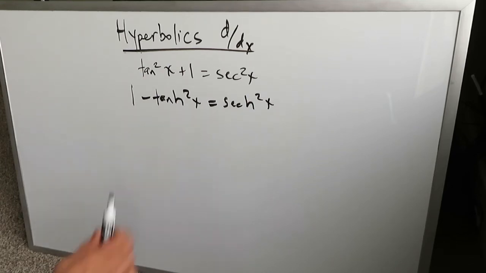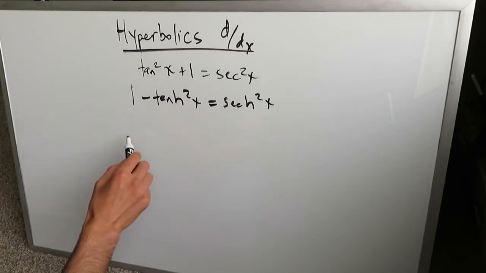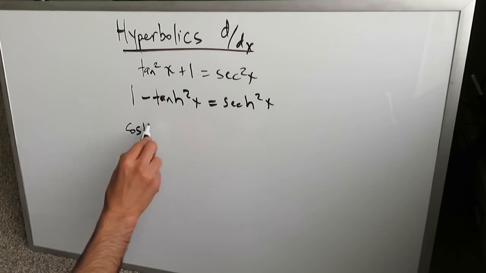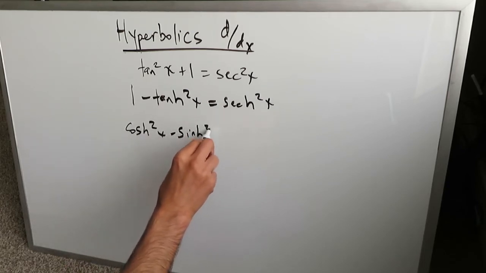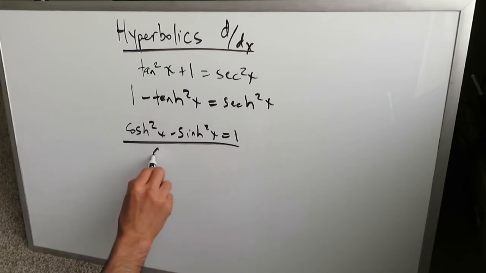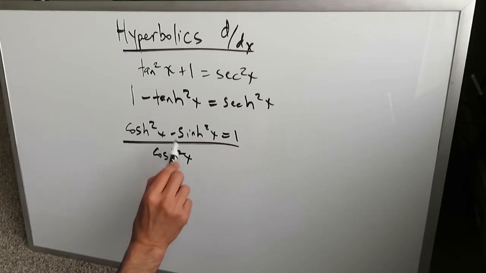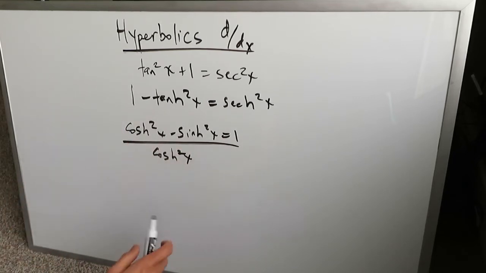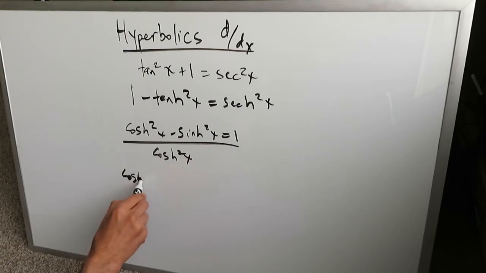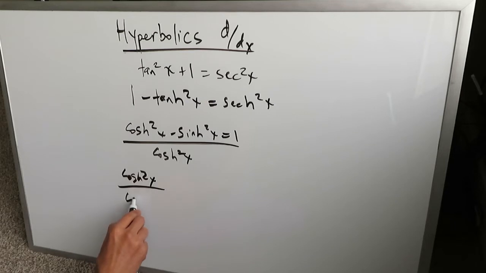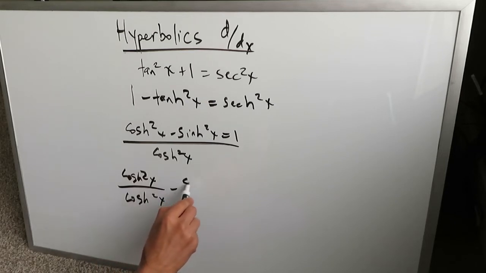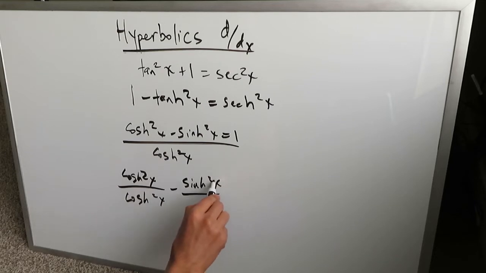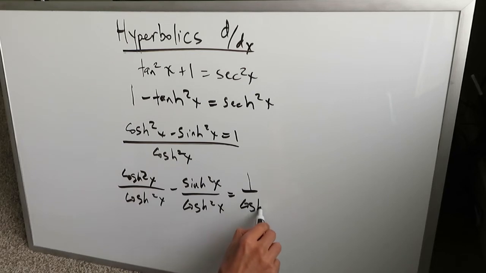But we're talking about not just simply this, we're talking about how do we actually come up with this. The derivation of this identity comes from the previous identity, which was this: cosh squared x minus sinh squared x was equal to 1. If you divide everything here by the hyperbolic cosine function squared and you simplify it, look what you'll get: cosh squared x divided by cosh squared x minus sinh squared x over cosh squared x is equal to 1 over cosh squared x.